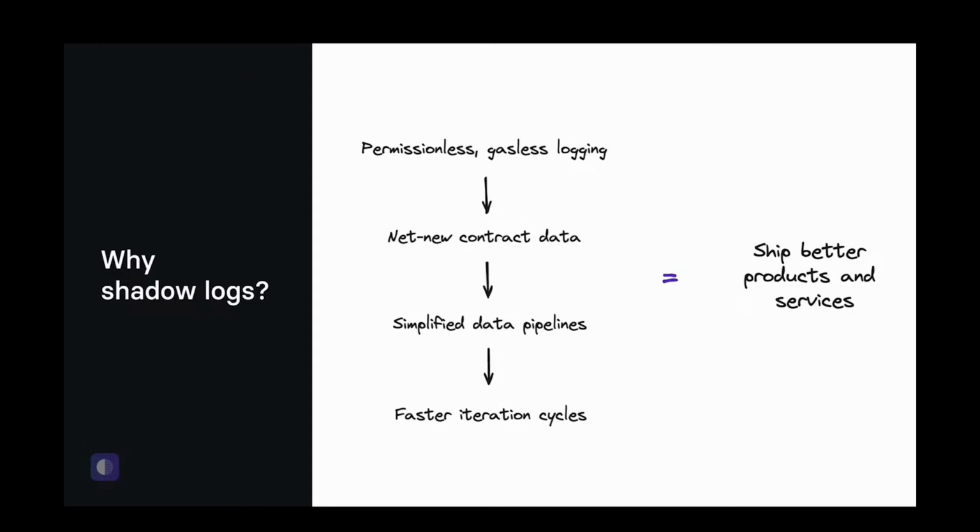So, for example, say you wanted to build a new front-end feature, but your currently deployed contracts don't make that data easily accessible. Instead of redeploying your mainnet contracts, you can run a shadow contract that makes that data easily accessible. And we think all of this will allow people to build better, more data-rich products and services for their users.